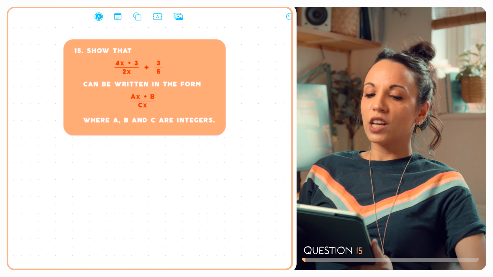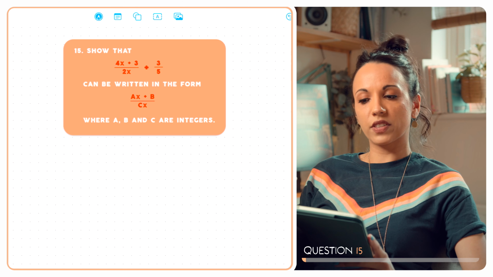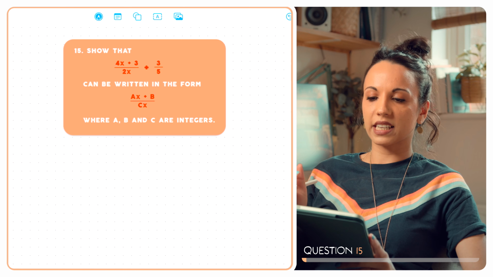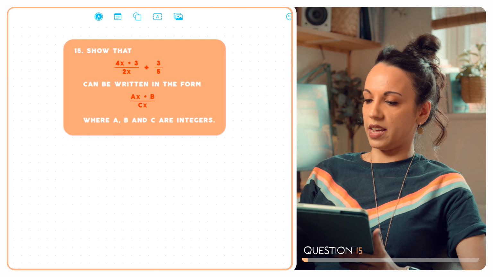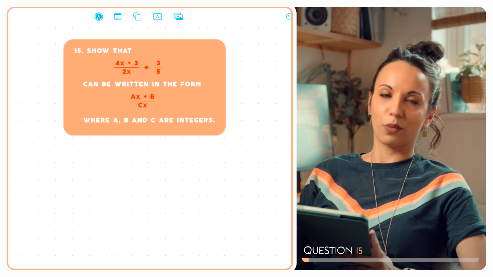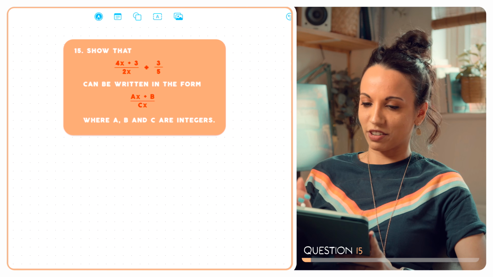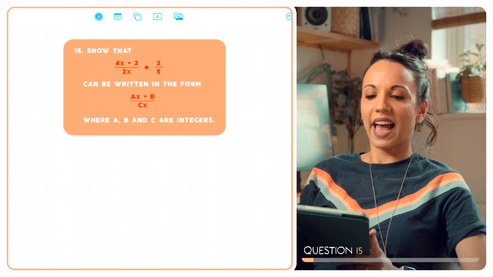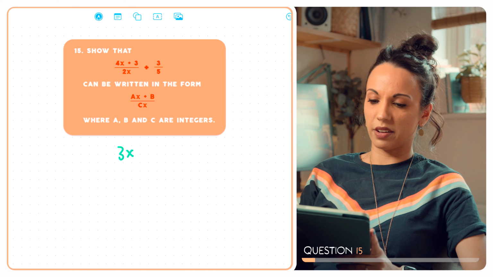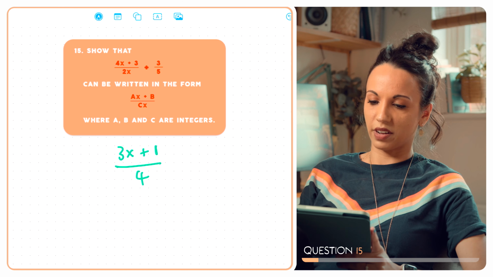Question 15. Show that 4x plus 3 over 2x plus 3/5 can be written in the form ax plus b over cx, where a, b and c are integers. Alright, so don't freak out at the wording of this question. All integers are just our counting numbers, 1, 2, 3 and so on. So all it wants us to show is that we can write it like this, where a, b and c are some numbers. So it might look like 3x plus 1 over 4.